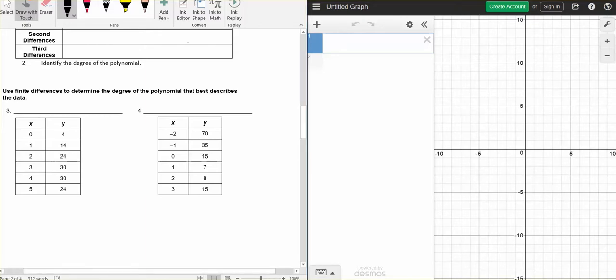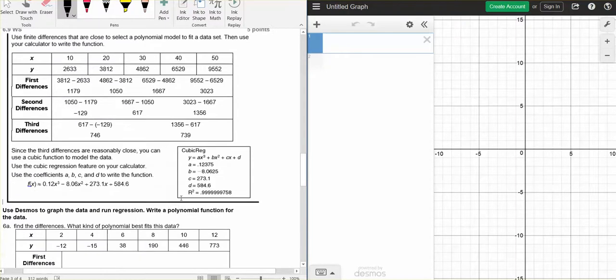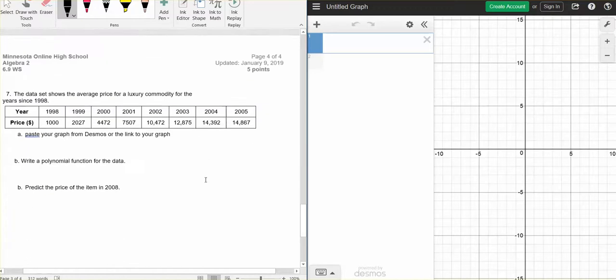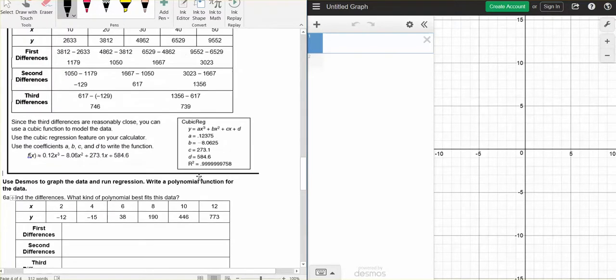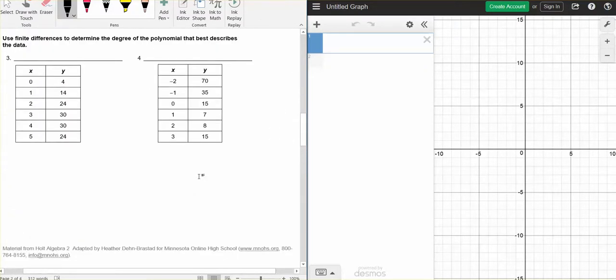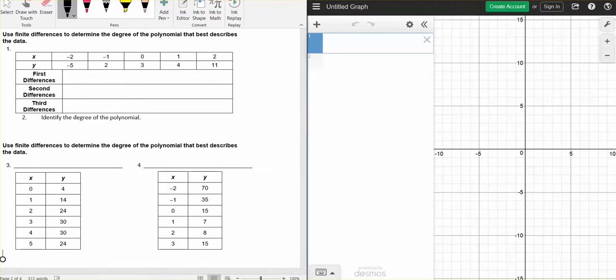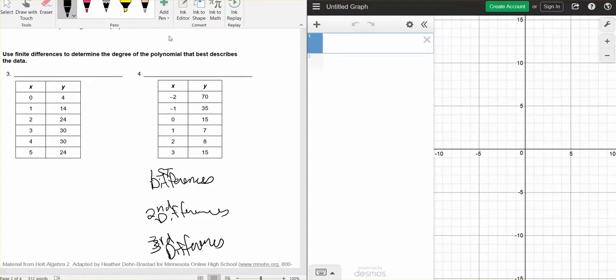So if you're going to find the first differences... Okay, I'm having technical difficulties here. Number 4. Let me write. Okay, I figured out my pen.